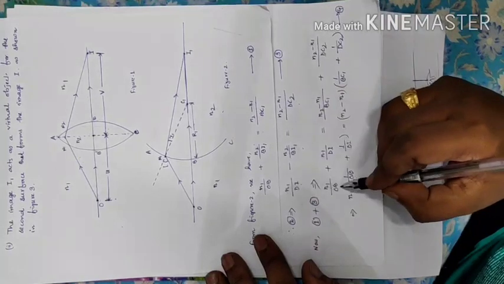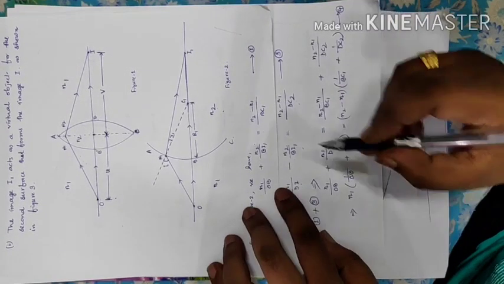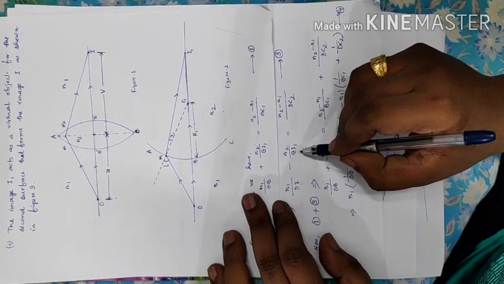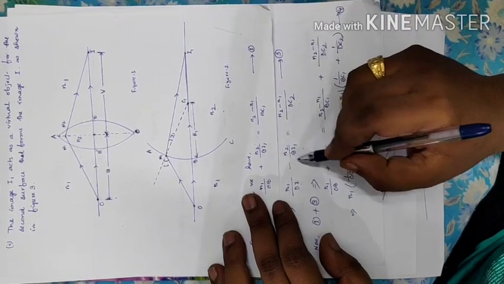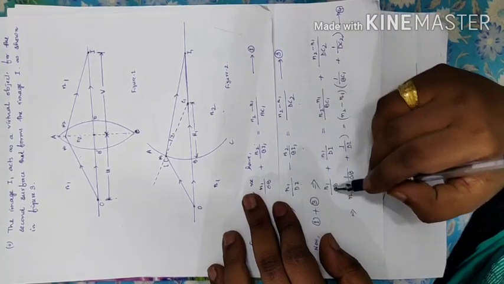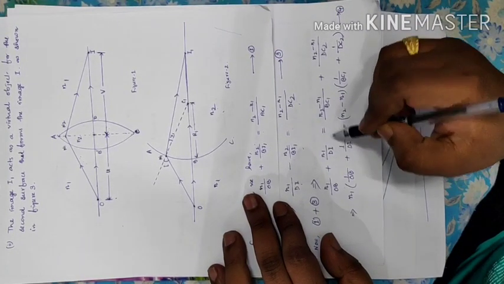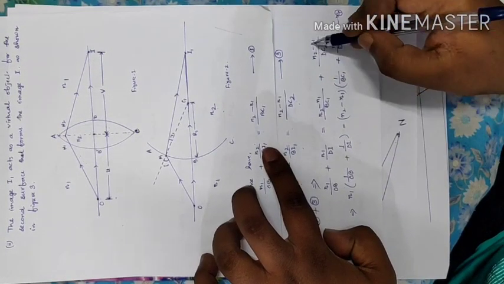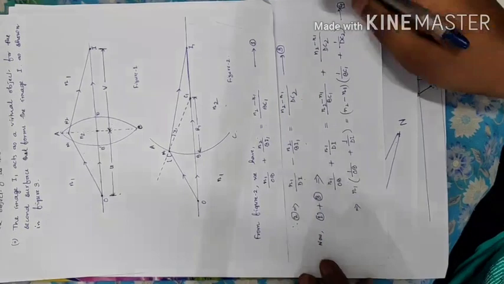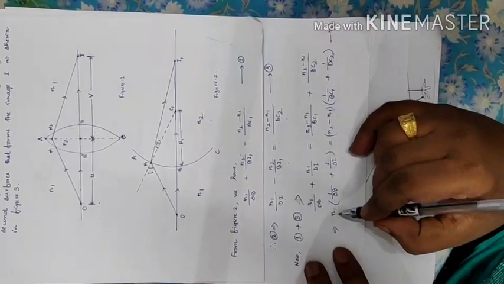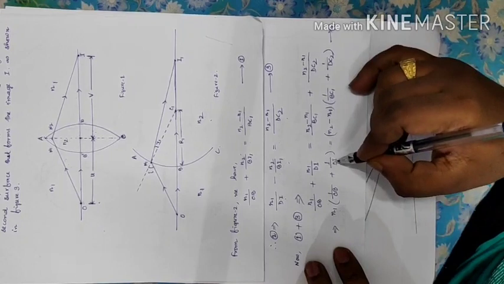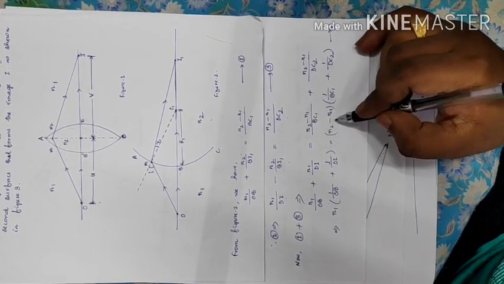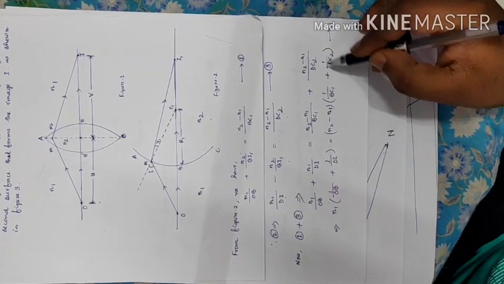n1 by OB plus n2 by BI1. One is plus and one is minus, so they cancel out. What remains is n1 by OB plus n1 by DI is equal to, on the right side, n2 minus n1 by BC1 plus n2 minus n1 by DC2. Now take n1 common: 1 by OB plus 1 by DI is equal to n2 minus n1 common, 1 by BC1 plus 1 by DC2.